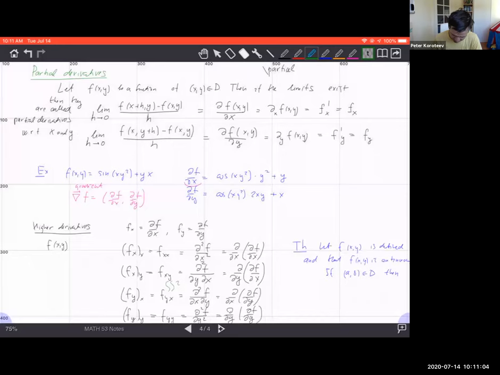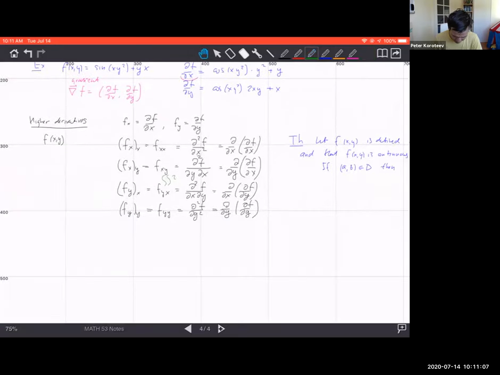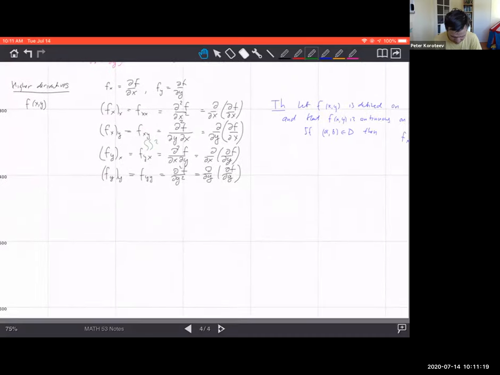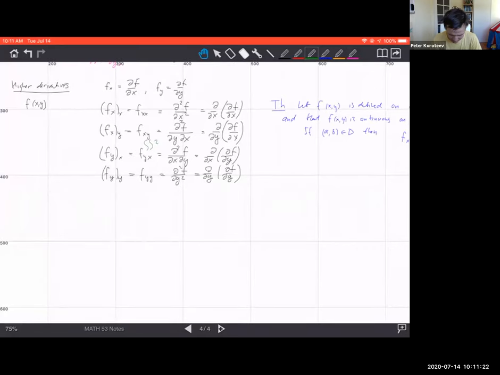So we looked at some examples last time of the partial derivatives of functions. And then we talked about higher derivatives. Turns out that there are four different orders in which you can calculate second derivatives. In particular, the so-called mixed derivatives, when you differentiate with respect to x first and y second, or the other way around, a priori give you different functions.